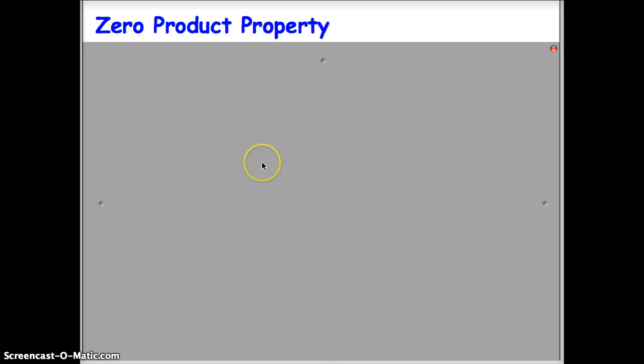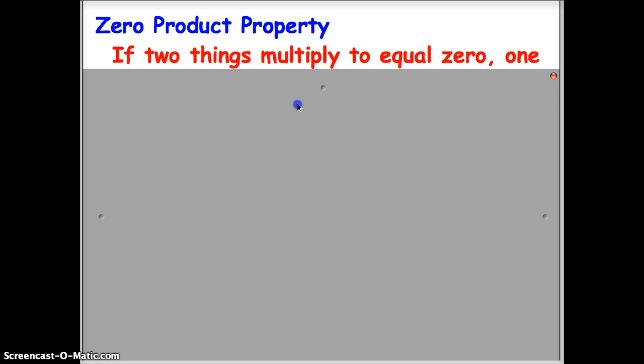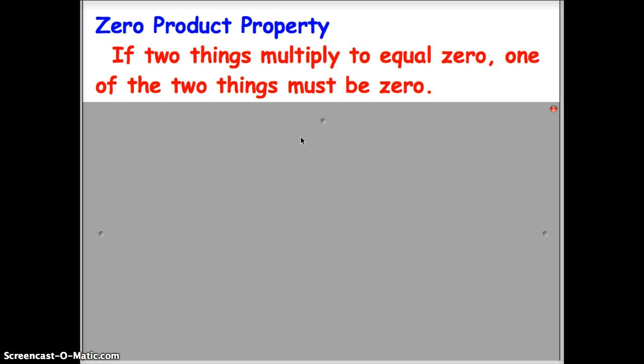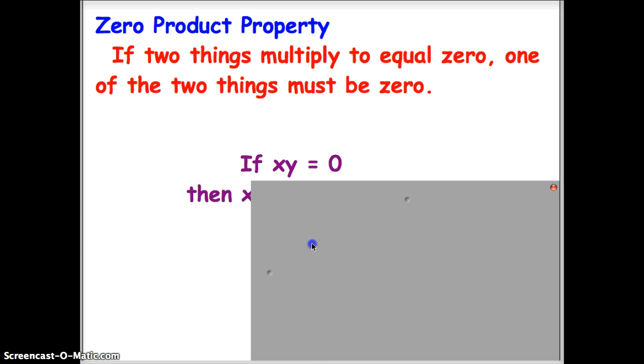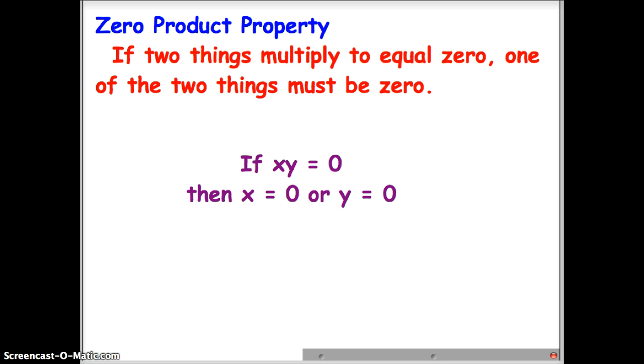First things first, zero product property. We've talked about this a little bit before, but just a refresher. If two things multiply to equal 0, one of the two things must be 0. So for example, if you have x times y equals 0, then either x equals 0 or y equals 0.